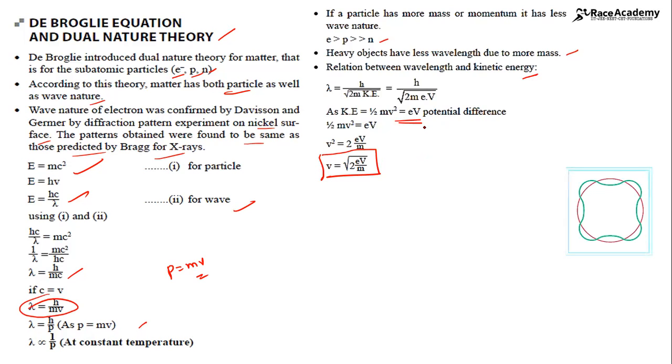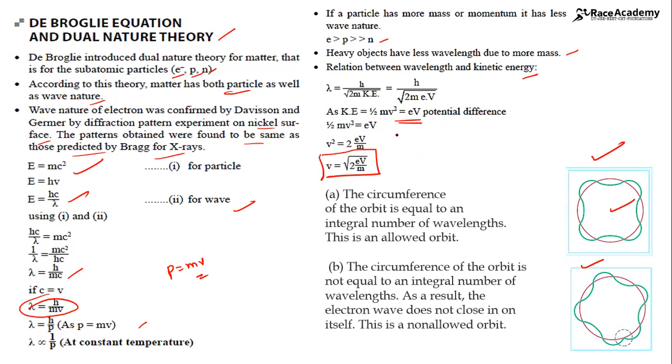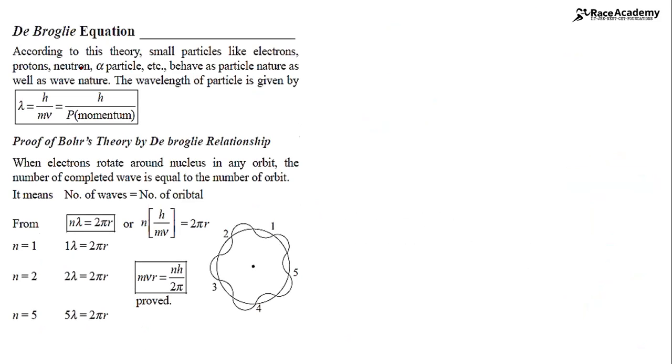Now according to de Broglie concept, these two pictures are possible, and this is said to be giving stability to the atom. So that is called as circumference of the orbit is equal to an integral number of wavelengths, and this is an allowed orbit. But circumference of this is not an integral number of wavelengths. As a result, the electron wave does not close in on itself. This is not allowed. That means here n lambda is equal to 2 pi r in this case. Now you see the de Broglie equation, that n lambda is equal to 2 pi r.